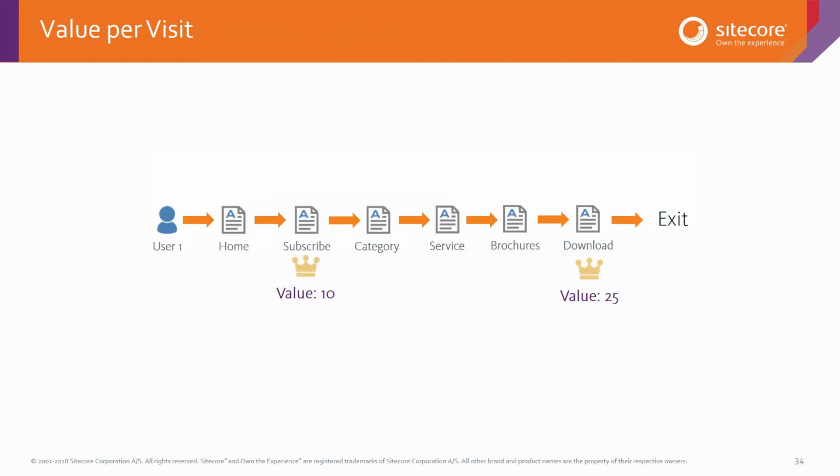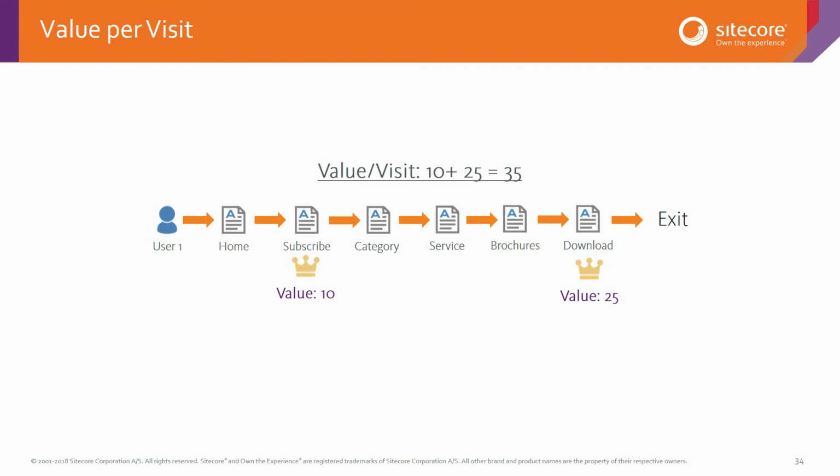Now, as you move through the site and convert goals, Sitecore calculates a value per visit metric, and you see this all throughout Experience Analytics. In this example, if a user visits your site and converts the subscription goal worth 10 points and the download goal worth 25 points, then the value of this visit is 35.